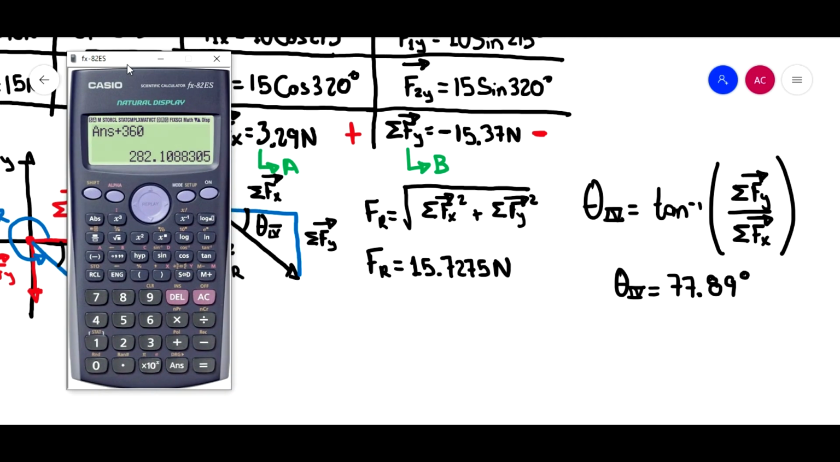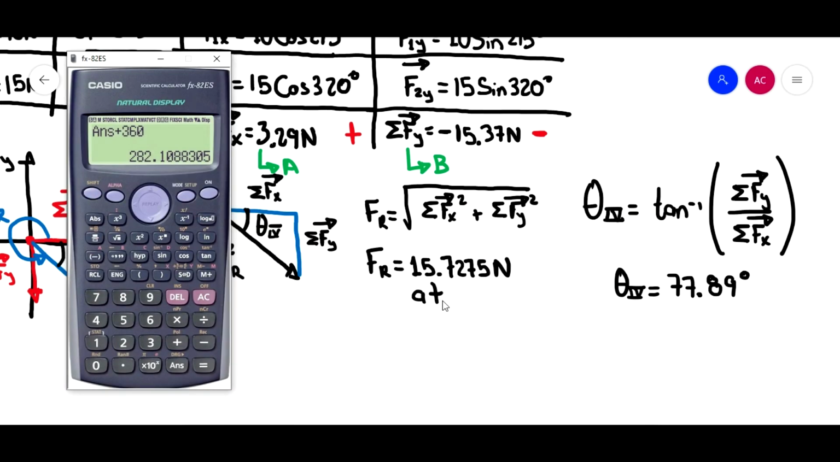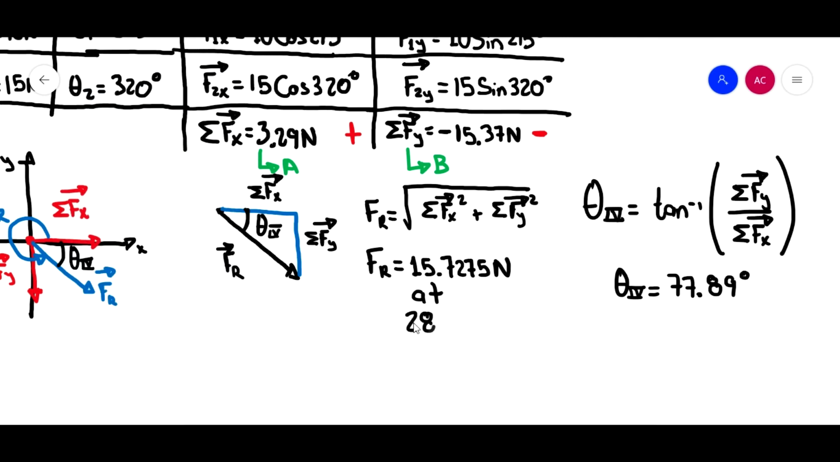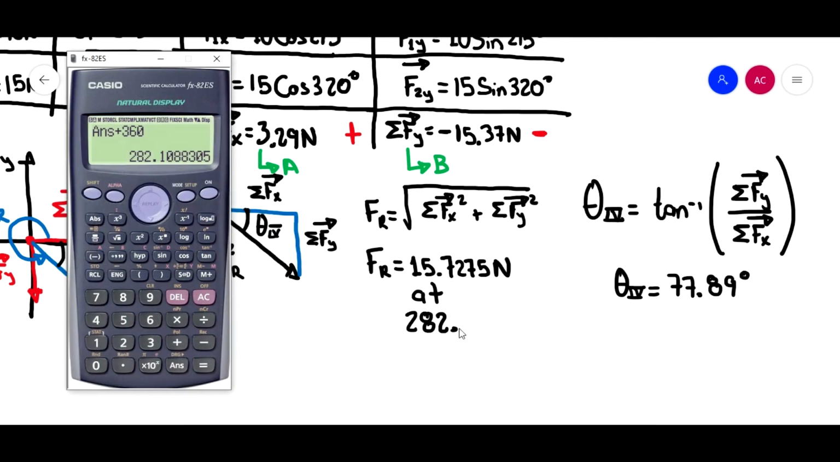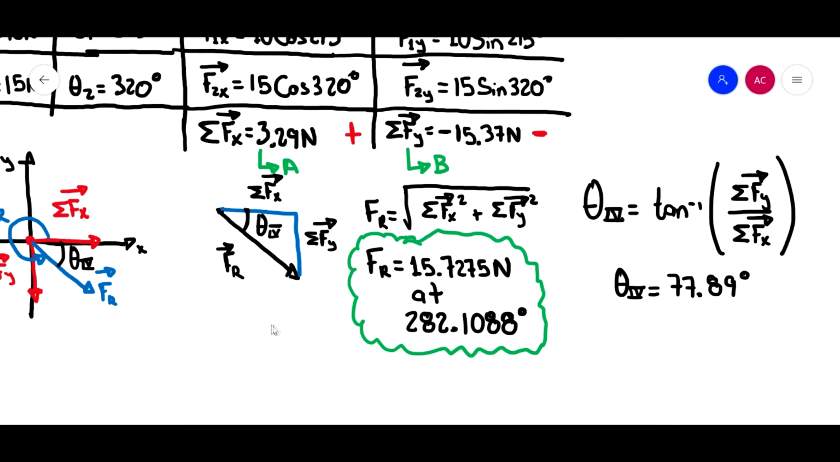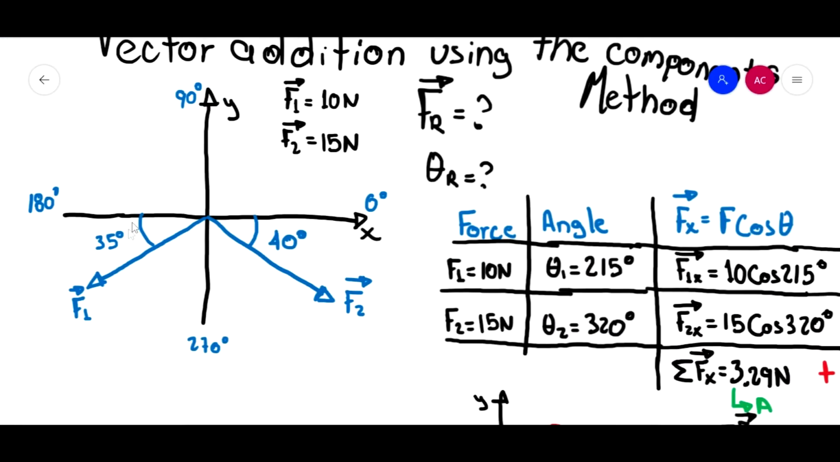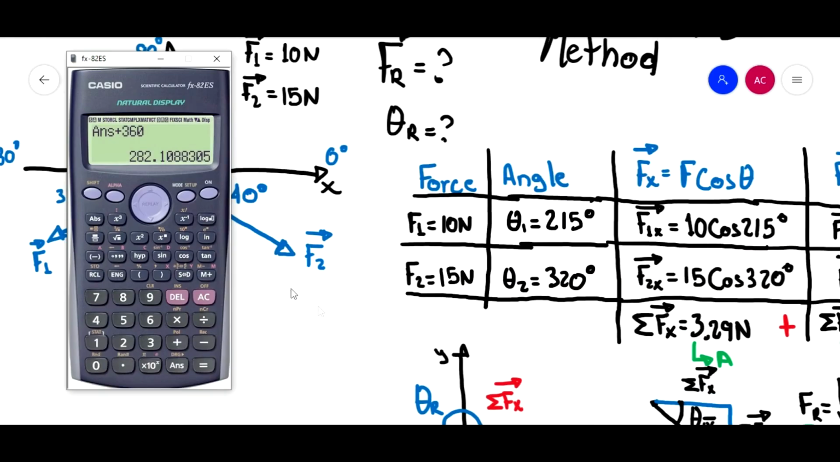And the resultant angle, I'm going to write it like this. The resultant force is this one at, now the direction, 282.1088 degrees. And that's the answer of this problem number 2. And remember, it's exactly the same as the previous one. The only different thing is that I gave you the quadrant angles. I didn't give you the total angle that is measured from 0 degrees.